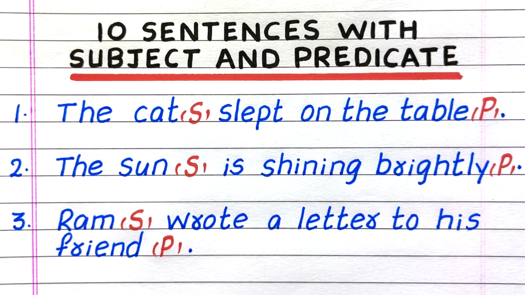First sentence with a subject and predicate is, the cat slept on the table. Second, the sun is shining brightly. Third, Ram wrote a letter to his friend.